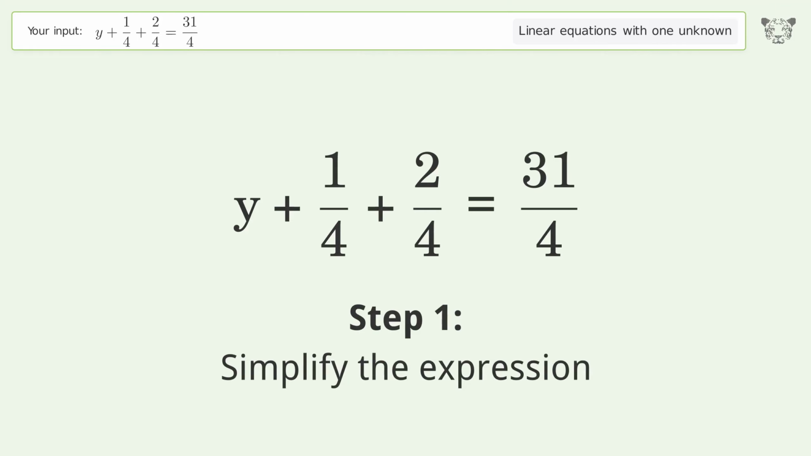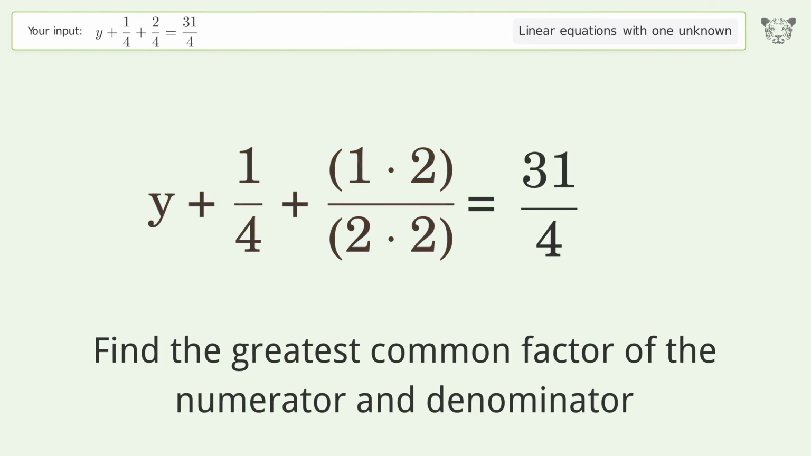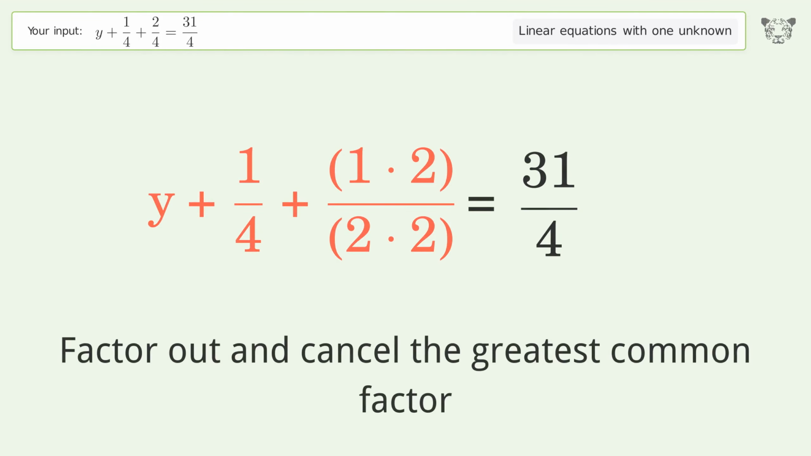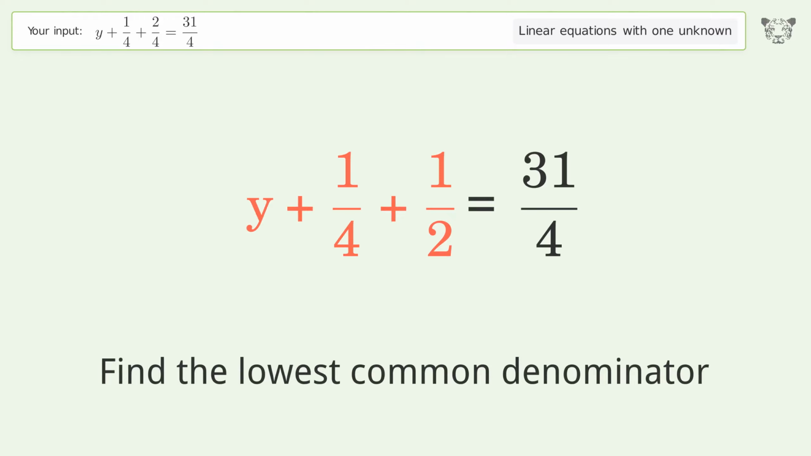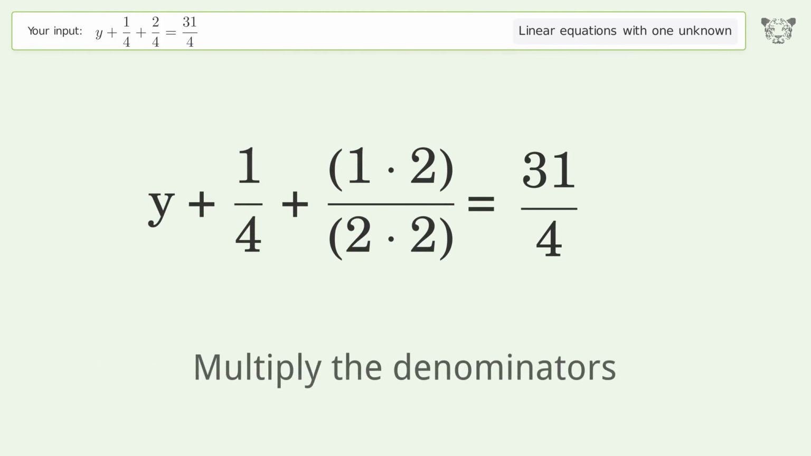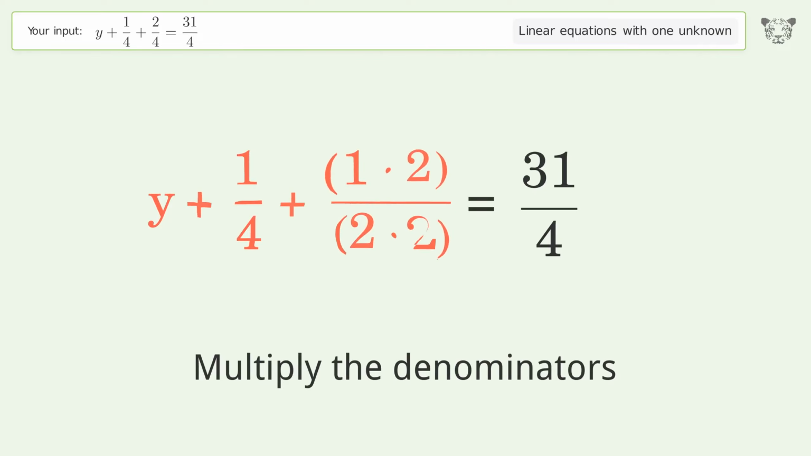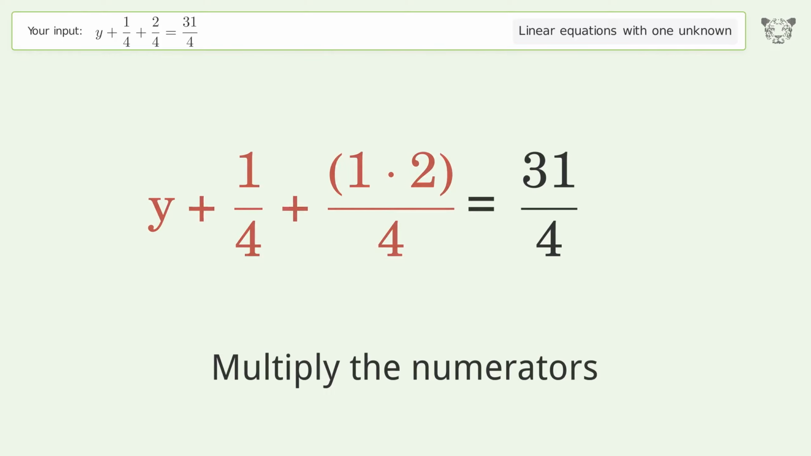Simplify the expression. Find the greatest common factor of the numerator and denominator. Factor out and cancel the greatest common factor. Find the lowest common denominator. Multiply the denominators. Multiply the numerators.